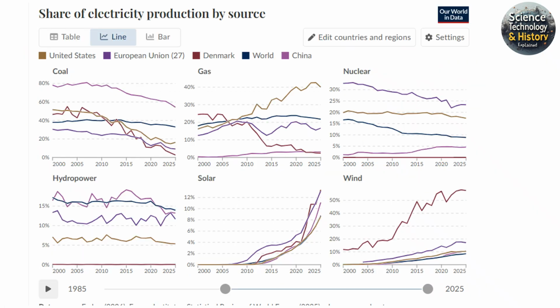But of course, there is a lot of regional variation. For example, on the forefront with a lot of wind, in Denmark, the country where I live, starting in the year 2000, 10% of the electricity was wind, and now it's over 50%. 60% of the electricity produced in Denmark in 2025 came from wind.